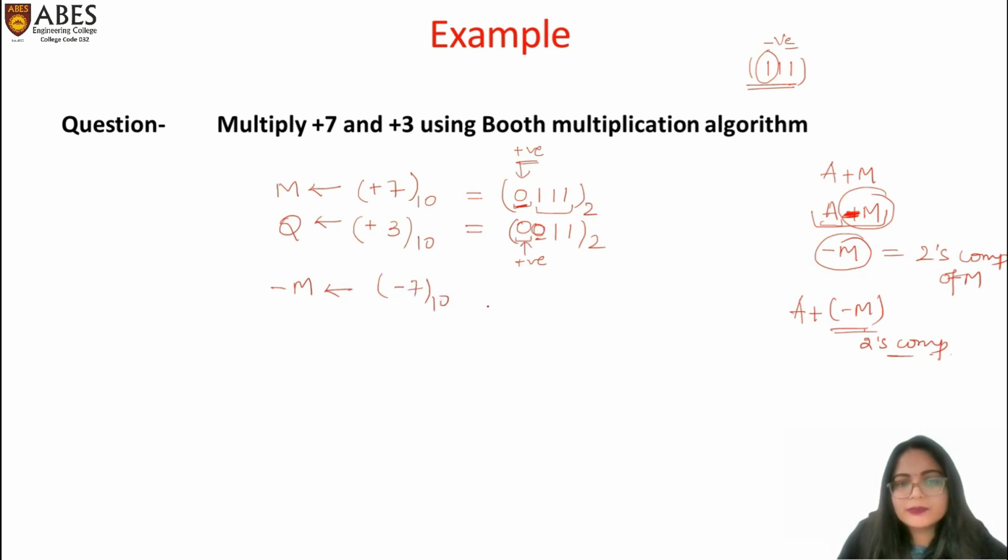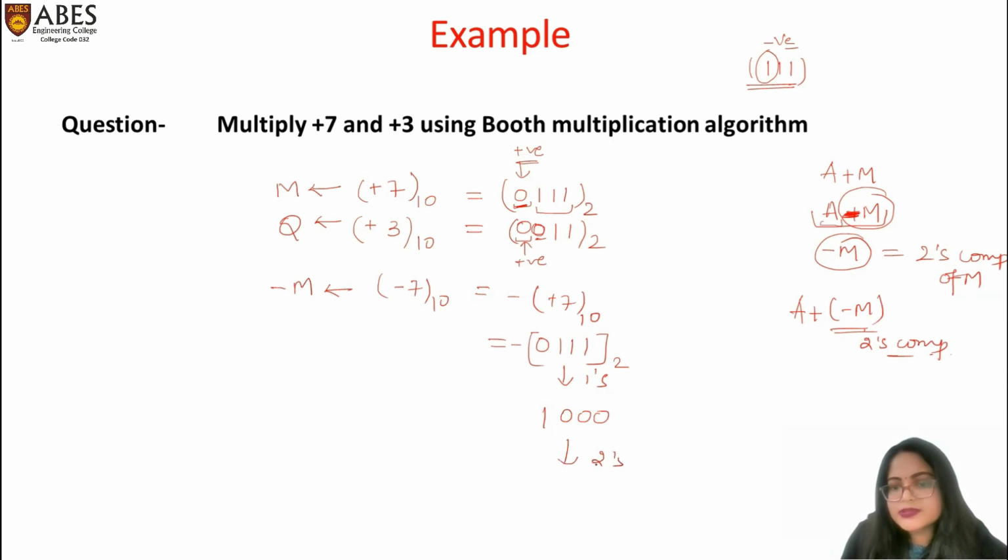So we are going to compute this minus m also. This minus 7, so how to compute it? We are taking plus 7, that is equal to 0 1 1 1. Now the first complement is 1 0 0 0. And the second complement says that I need to add plus 1 here. So 1 0 0 1. This will be the value of minus m, or minus 7 here. Clear?